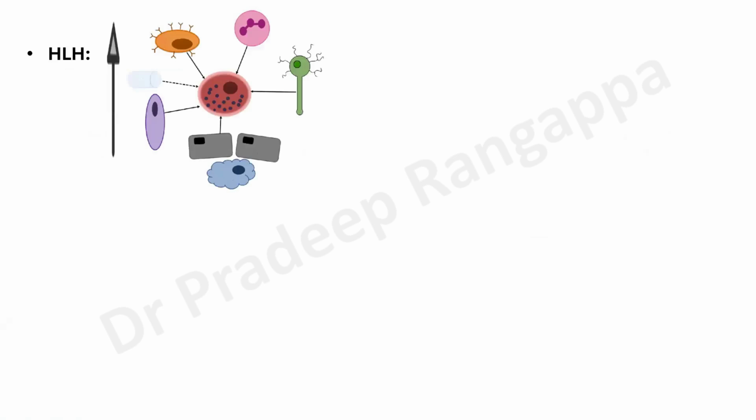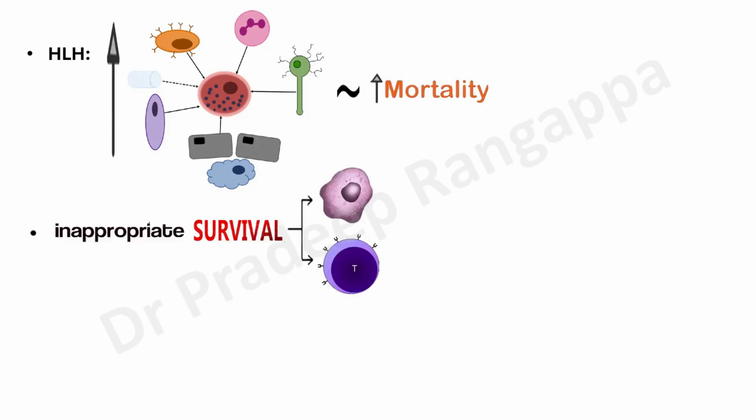So we'll talk about HLH, what really happens. In HLH, there is activation of all the different inflammatory cells within the body. This activation could be triggered by an infection, by a cancer, or by autoimmune conditions, which is usually a common trigger. As the name says, hemophagocytic lymphohistiocytosis is a hyperinflammatory reaction, and this has a direct bearing on increased mortality when such a situation arises in an individual.